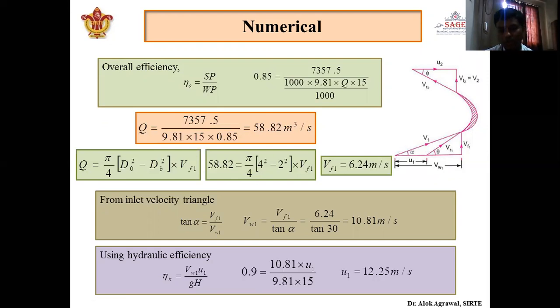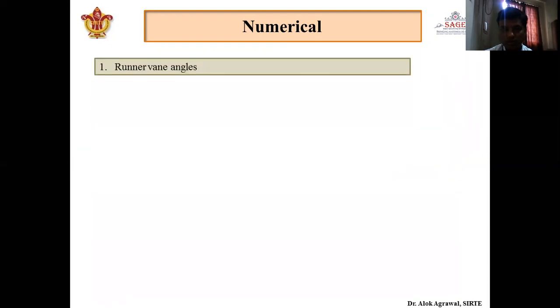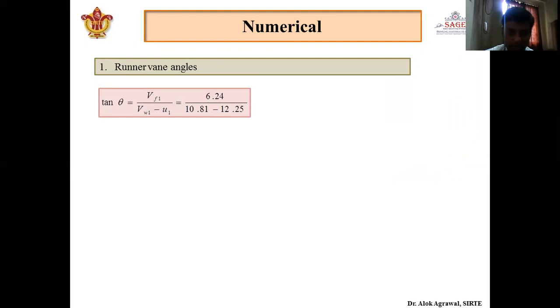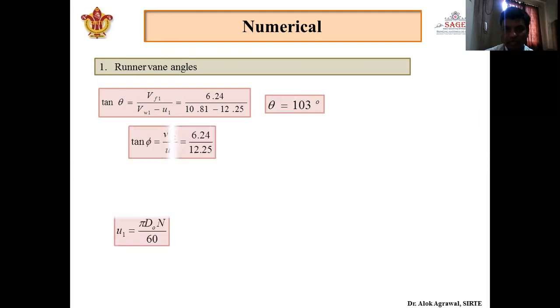Now we know what U1 is. Let's move to the runner vane angle first. Tan theta is equal to Vf1 by U1, which gives theta as 103 degrees, and tan phi is equal to Vf2 by U2. We know that Vf1 is equal to Vf2 in case of Kaplan turbine, and U1 is equal to U2 in case of Kaplan turbine. So phi is 27 degrees.